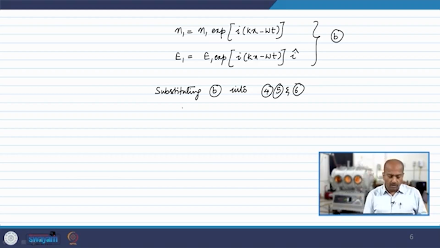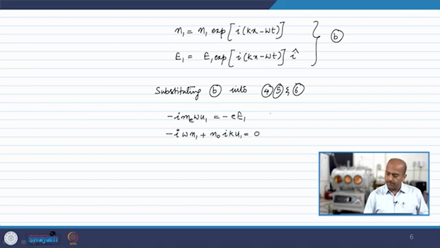So, upon substitution we will get minus i m e omega u1 is equal to minus e E1, and minus i omega n1 plus n naught i k u1 is equal to 0. And epsilon naught i k E1 is equal to minus e n1. This is equation number 9.